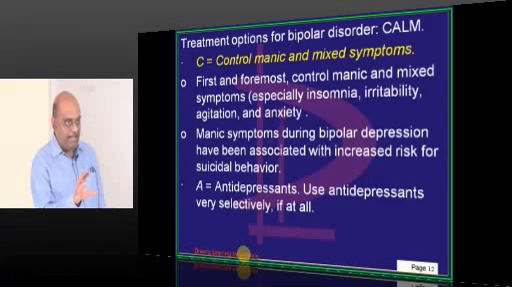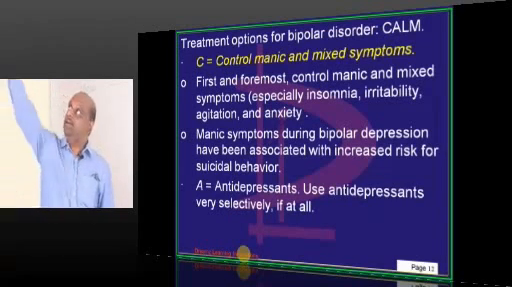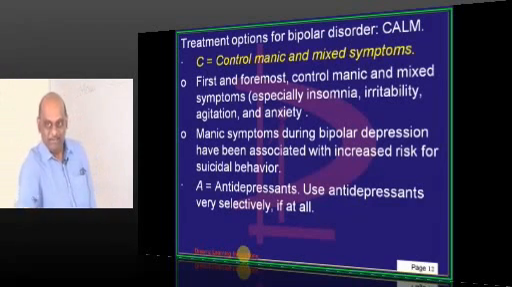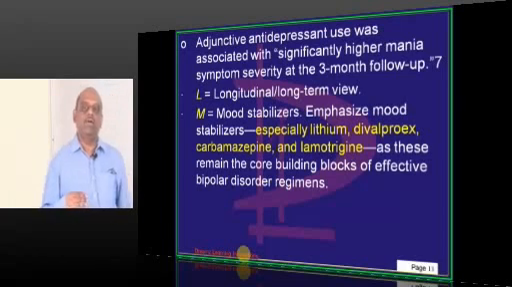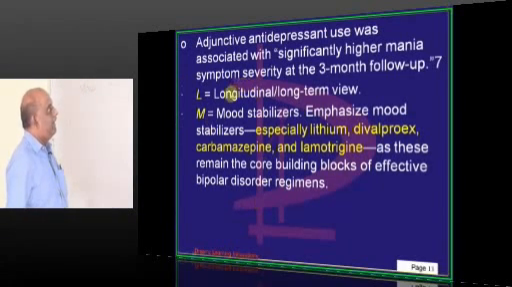Without giving a mood stabilizer, if you give an antidepressant, the depression will go away but the mania will increase, and the patient will end up on a ventilator. Therefore, first give a mood stabilizer. Then antidepressants have at most an adjunctive role, not the main role. Then take a long-term view and give mood stabilizers.